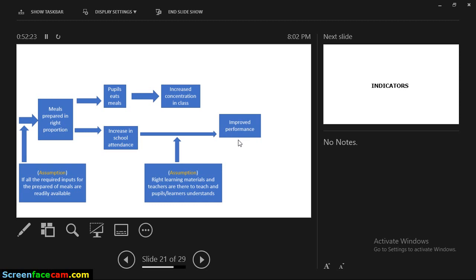In as much as there may be increased school attendance, these pupils should have the right learning materials, right? Because they can just be going to class, but the materials are not sufficient, or maybe they are using the wrong curriculum. So it is right learning materials, and teachers are there to teach pupils, and these pupils should understand. That's an assumption, and this is a key assumption. That's why I said that.